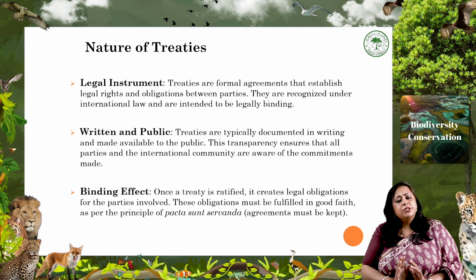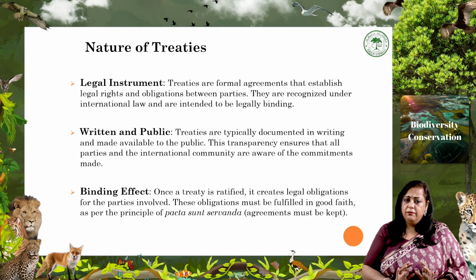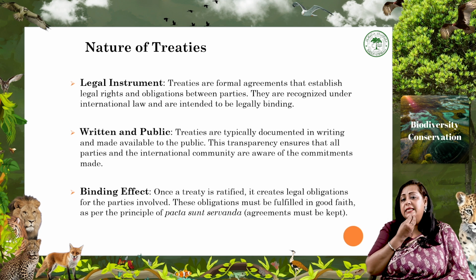There are different natures of the treaties. Treaties have different natures. They are legal instruments, written and public, and have binding effect. The first nature is the legal instrument.